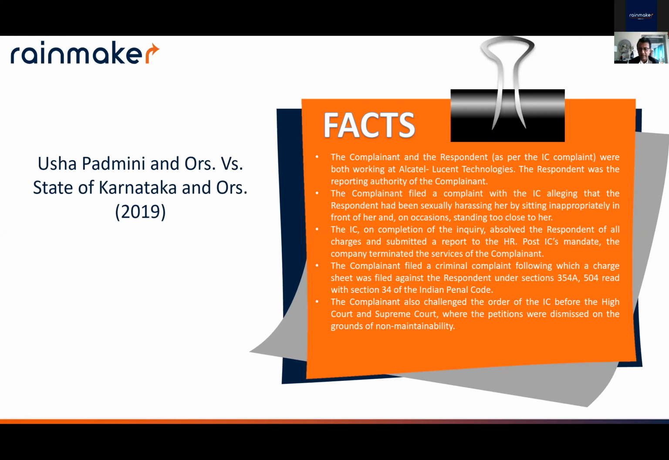Post the IC's order, the company terminated the services of the complainant. The complainant filed a criminal complaint, following which a charge sheet was filed against the respondents under Section 354A, 504, read with Section 34 of the IPC. Essentially, sexual harassment as a criminal offense, right? The complainant also challenged the order of the IC before the High Court and the Supreme Court, where the petitions were dismissed on the grounds of non-maintainability, which basically means that both the High Court and the Supreme Court refused to accept the appeal filed by the lady with respect to the IC's order.